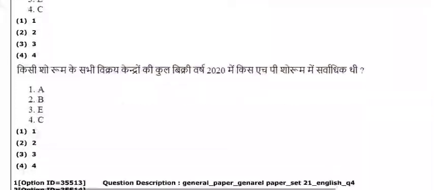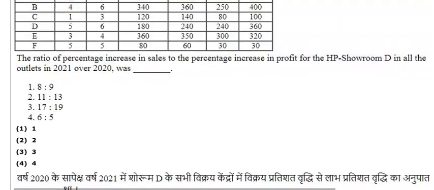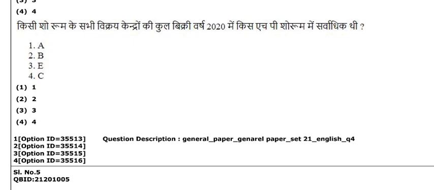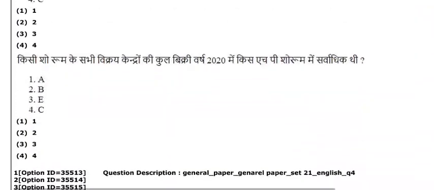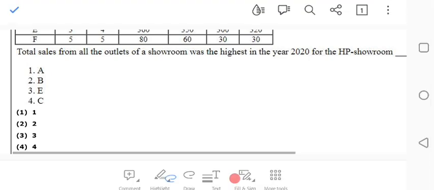Next is, wait, you have to be a little bit patient. Yes, number 4 we have got: the total sales from all the outlets of a showroom was the highest in the year 2020 for the HP showroom dash A, B, E, C, 1 2 3 4. So option B will be correct. That is number 2.